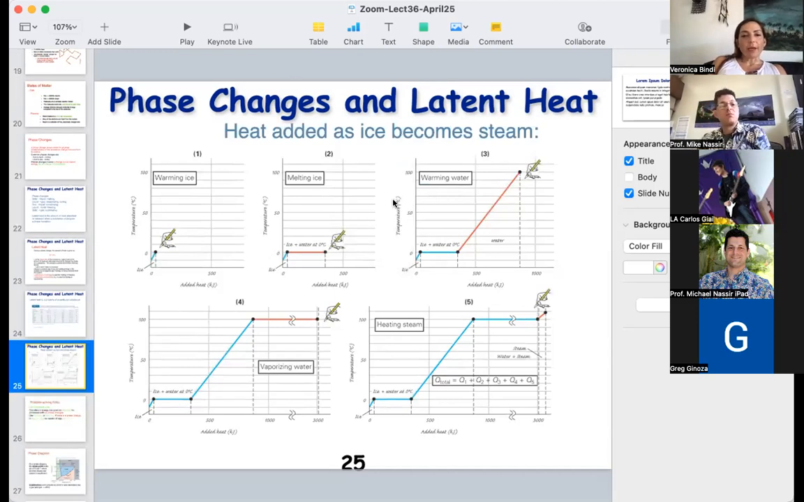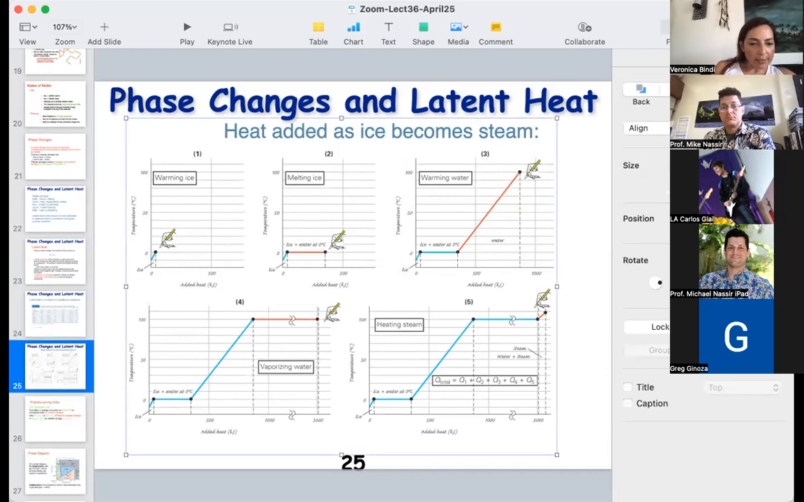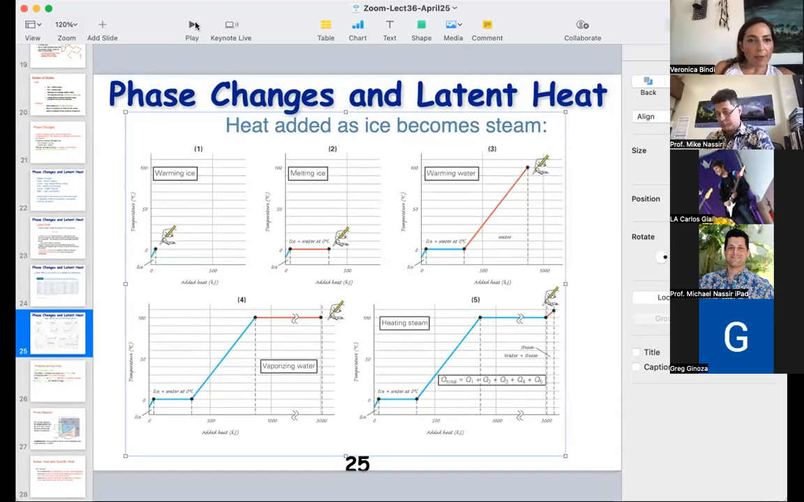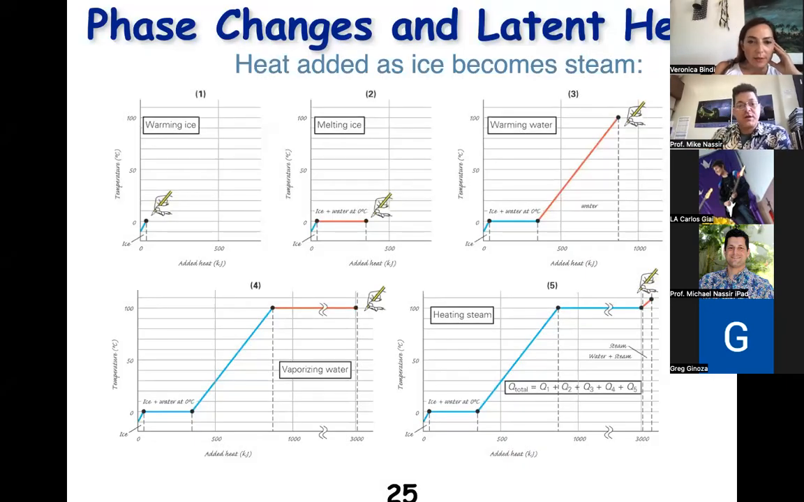So here, let's look for a second at these phase changes and latent heat. What we have, for example, now is pretty small. I don't know if you can see it well. Oh, I'm sorry, Dr. Bendy, could I just add one last comment about the thing I was saying about water? Yes. Go ahead, leave this slide up, that's fine.